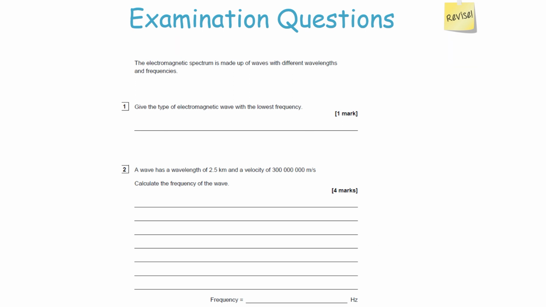Like mentioned before, you need to know the order of electromagnetic waves in order of frequency and of wavelength. So the lowest frequency electromagnetic wave is radio waves. Then the next thing you've got to do is use our equation: speed is equal to frequency times wavelength.